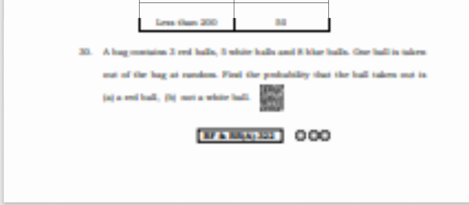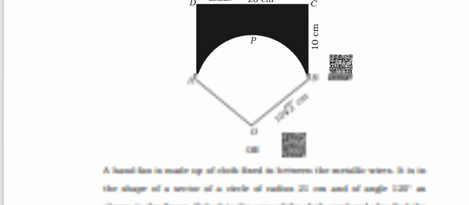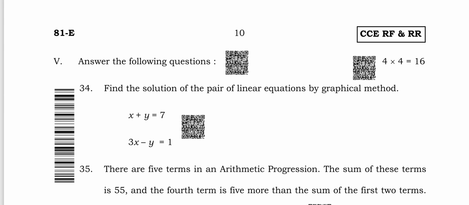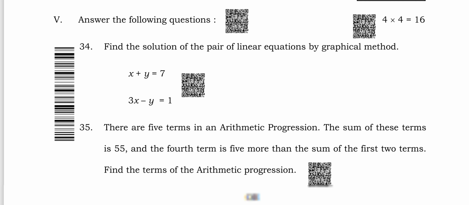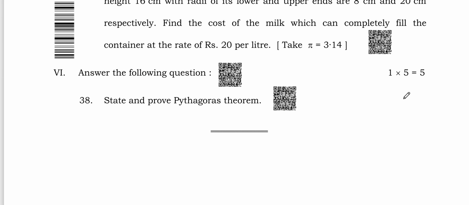Next, fifth main, 4 questions. Each question carries 4 marks, 16 marks. And the last main is your sixth main. That question carries 5 marks. This year they have asked state and prove Pythagoras theorem.